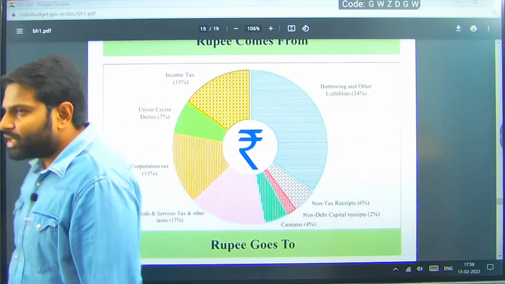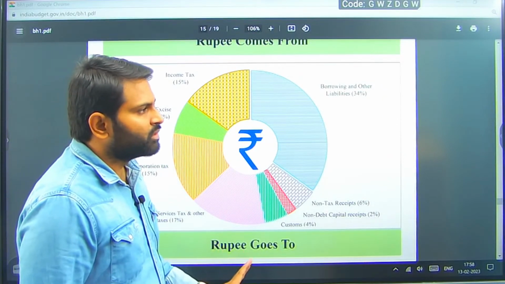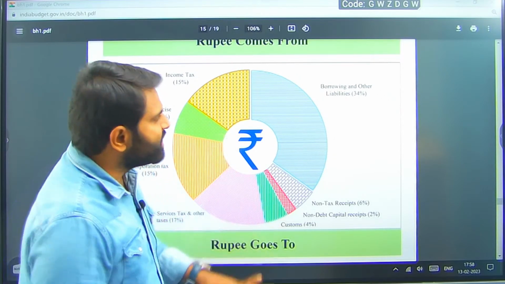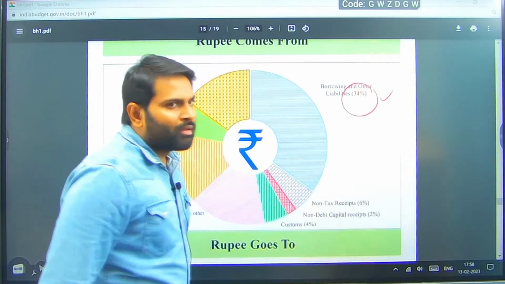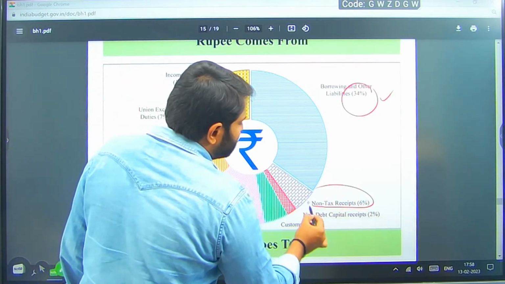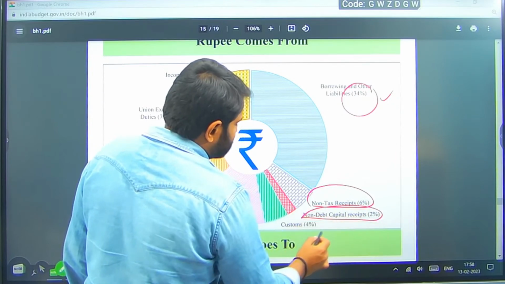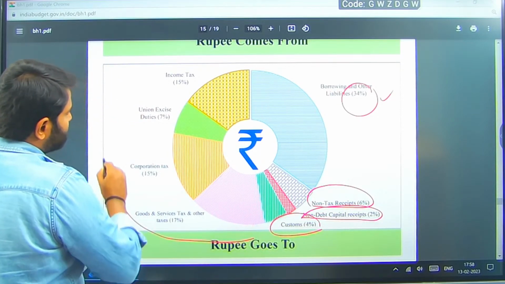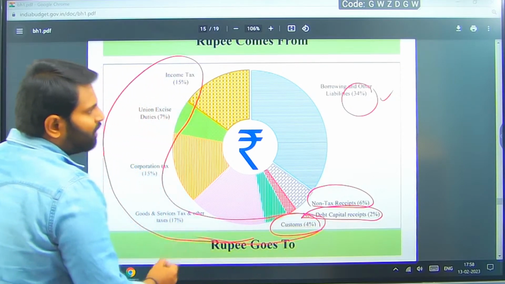Where does the government earn money from? We are trying to see the share of revenues. Where is the government of India getting money from? As I said, borrowings. Can you see 34% of the money is from borrowings. Borrowings and other liabilities. And non-tax receipts is 6%. And non-debt capital receipts is 2%. Customs 4%. Customs, GST, corporation, union excise, this is all tax revenue.